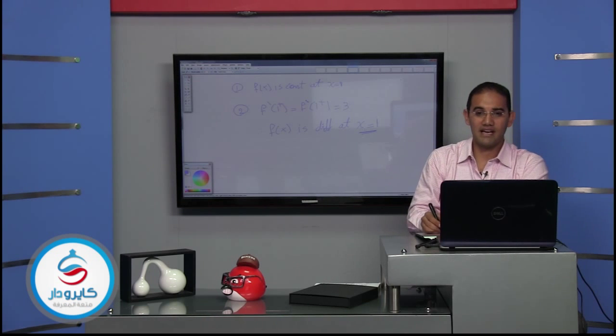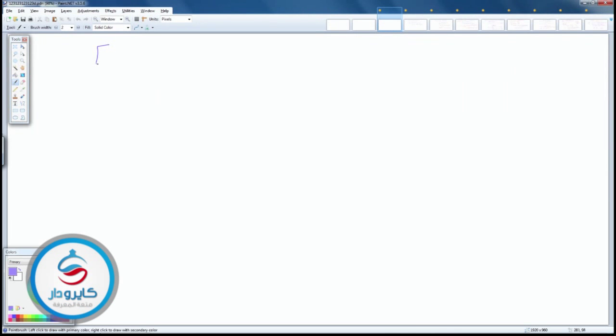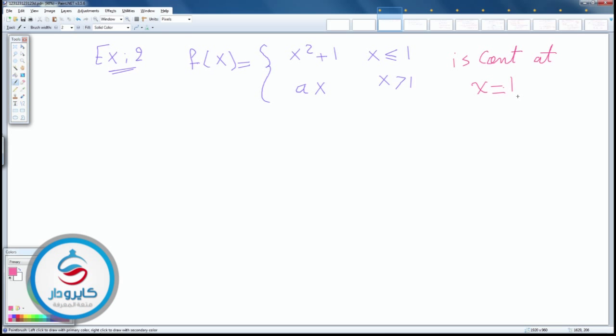تعالوا بسرعه ناخد example تاني سريع. عندي example number 2. انا عندي دلوقتي f of x equals x squared plus 1 over ax، هنا x smaller than or equal 1, x greater than 1, is continuous at x equal 1. هو قال لنا continuous. طب طالب ايه؟ find ال a و discuss the differentiability. اوكي.